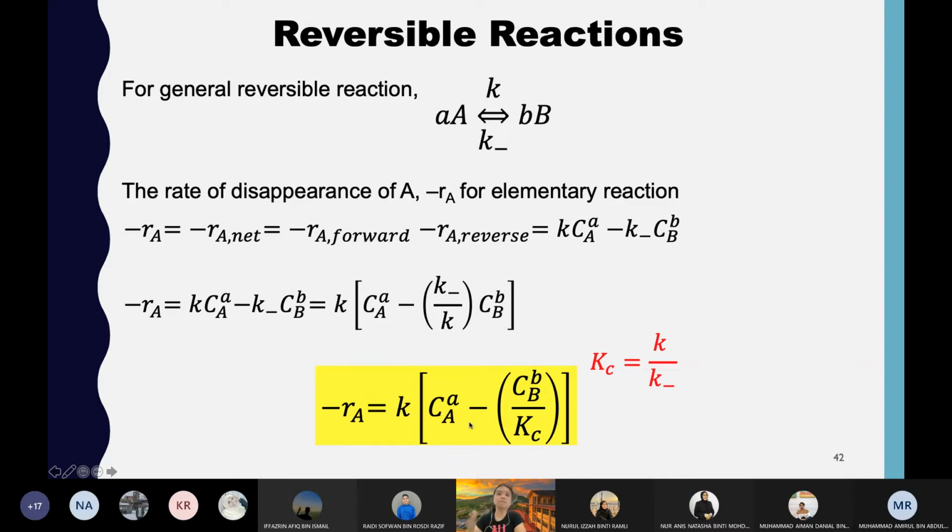It becomes minus CB to the power beta over Kc. Don't forget, this reaction is 1A, 1B. So the front part is for the reactant, the back part is for your product. This reaction has one reactant A and one product B. That's why it becomes CA to the power alpha, following the stoichiometric coefficient, minus CB to the power beta, following the stoichiometric coefficient, over Kc. What is Kc? Kc is the equilibrium constant that you learned earlier. So you see the rate law is completely different if it is a reversible elementary rate law.